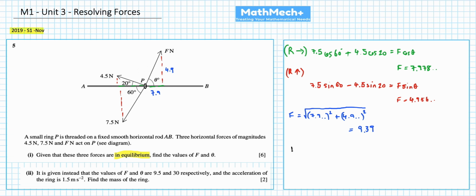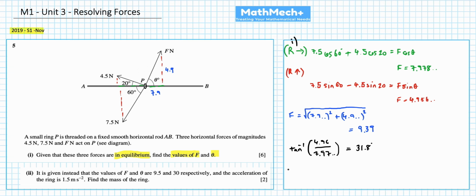And then of course we had opposite over adjacent for our theta. So tan, the inverse of tan, and just make sure you put them in the right order there. And of course we get an angle, and our angle is 31.8 degrees. And there we found the values of F and theta.